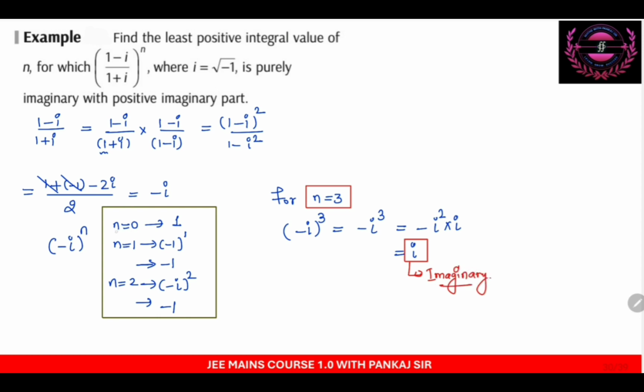For other values of n, for example, for n equals 0, we are getting 1. N equals 1, we are getting minus 1. And n equals 2, we are getting again minus 1. So for 0, 1, 2, we are getting real values. But for n equals 3, we are getting an imaginary value. That was our question. So let's move to the next question.